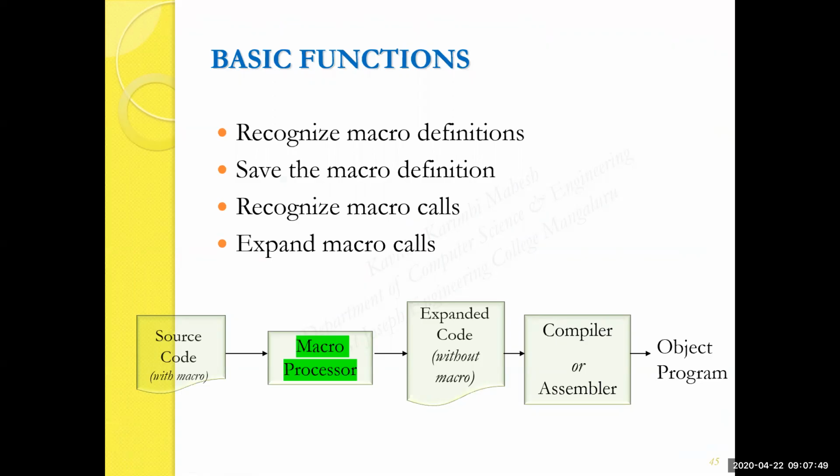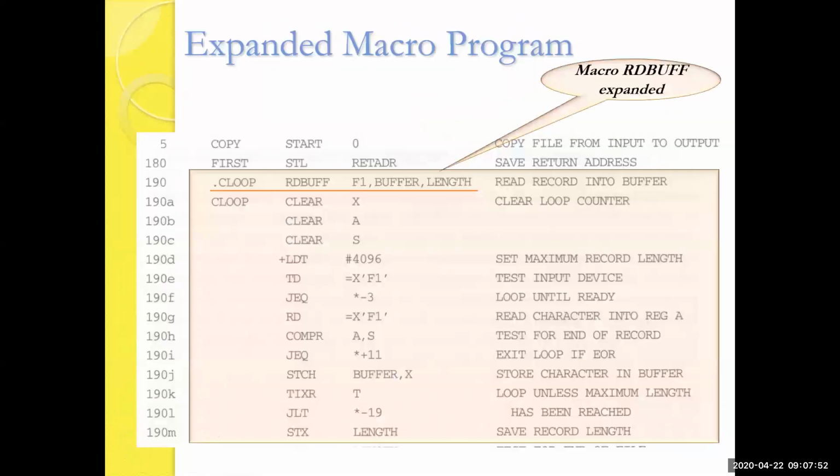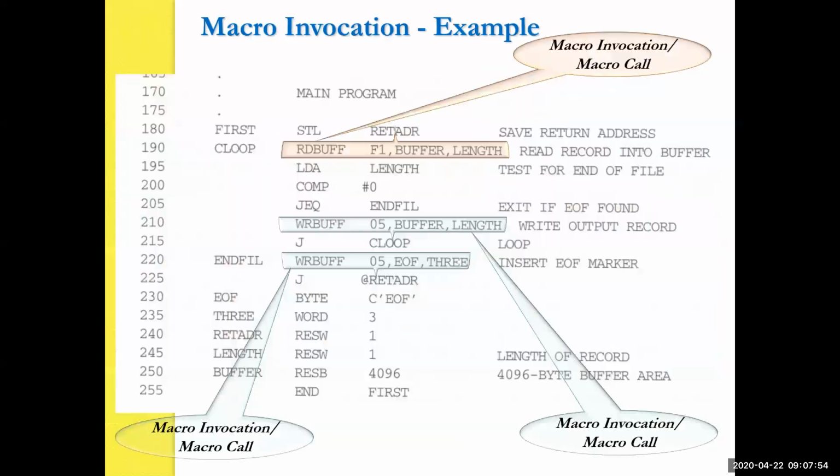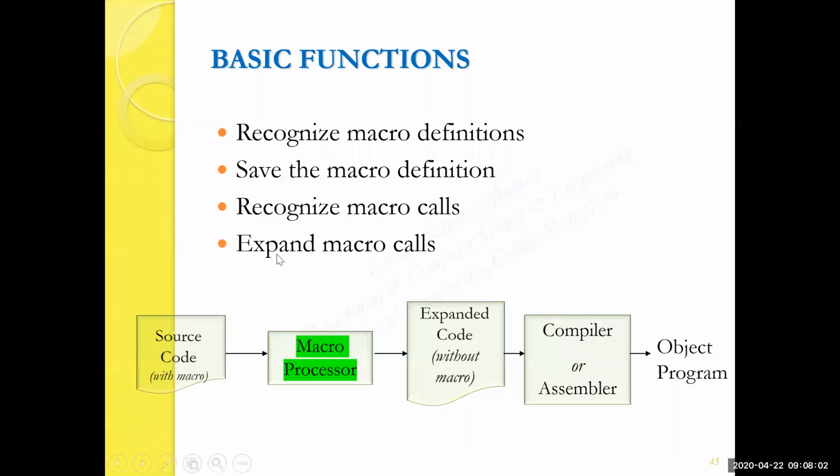So whenever a macro call is encountered, what is to be done? The macroprocessor will have to replace that macro call with the statements that form the body of the corresponding macro. So the fourth function of the macroprocessor is to expand the macro calls, or replace macro invocation statements or macro calls, with the statements that form the body of the macro. So these are the four functions. First is recognizing the macro definition. Recognition happens using the directives MACRO and MEND. Second, save the definition, that is, all statements that form the body of the macro have to be saved somewhere.